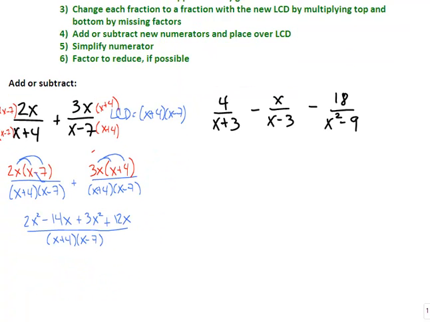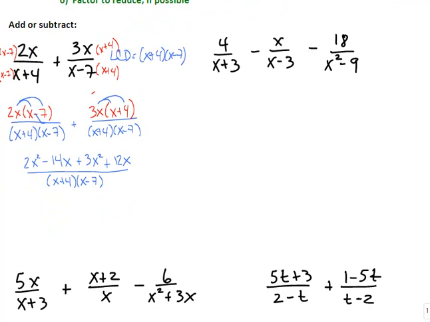Now we just want to simplify that new numerator. We've got a couple like terms on top. So 2x squared plus 3x squared is 5x squared. And negative 14x plus 12x is negative 2x.